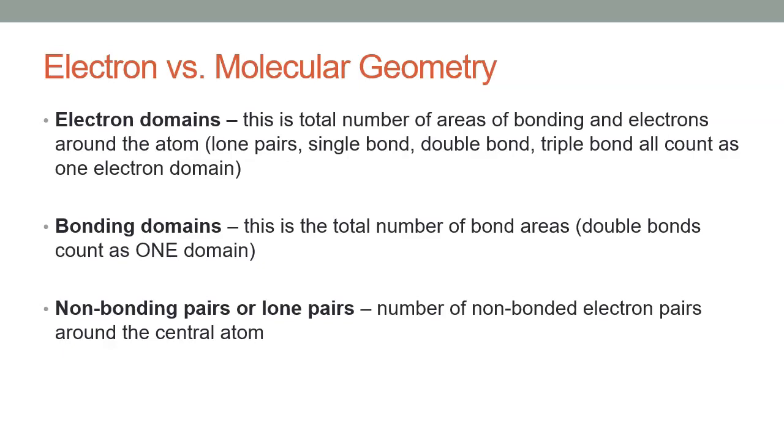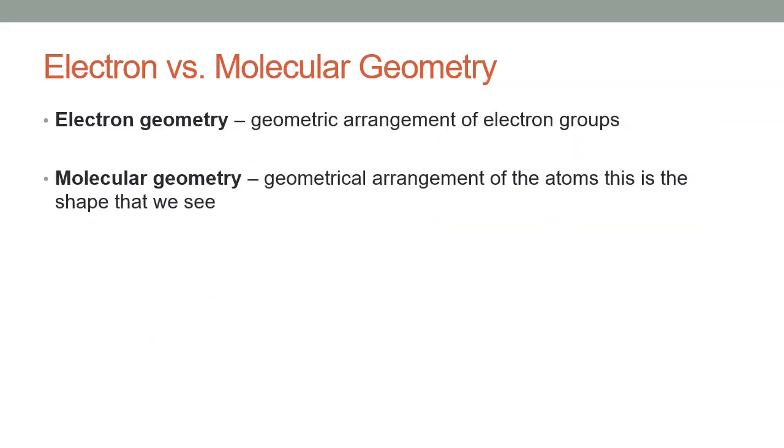We talk about bonding domains, so this is the total number of bonds around an atom. Each type of bond counts as one, so even if it's a double bond, it still only counts as one bonding domain. We also talk about non-bonding pairs or lone pairs of electrons, and these will just be the number of non-bonded electron pairs around the central atom. So electron domains will be the total, and then we will classify those by talking about specifically how many bonds are around it, and then specifically how many lone pairs are around it. This helps us whenever we're defining electron geometry and molecular geometry.